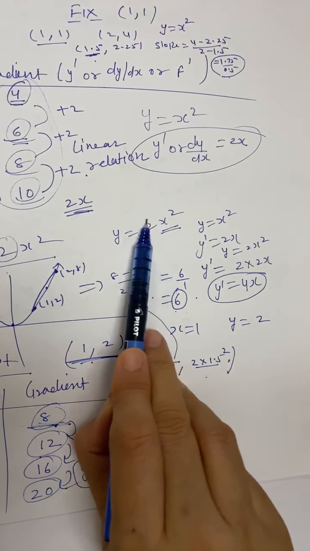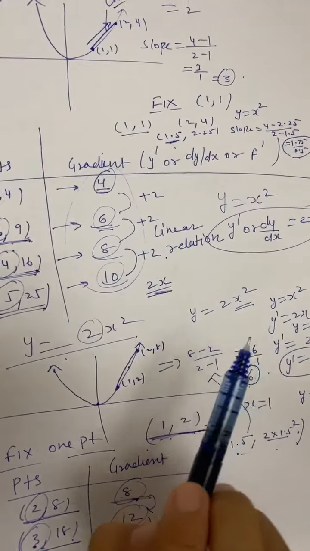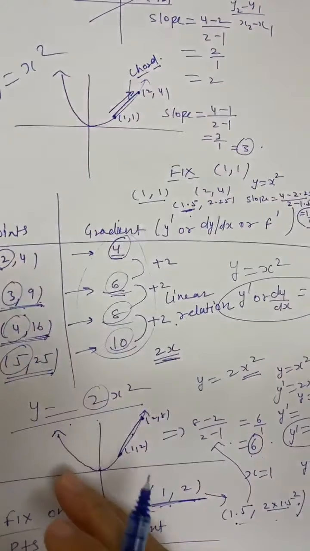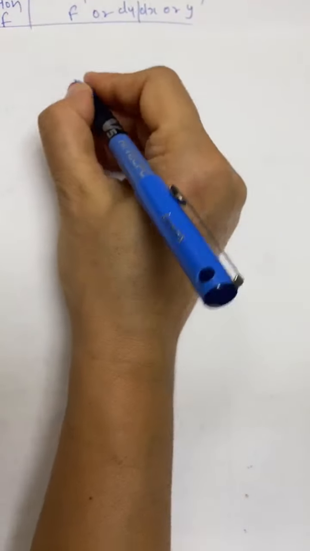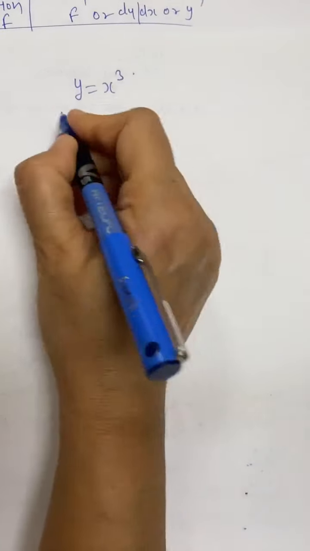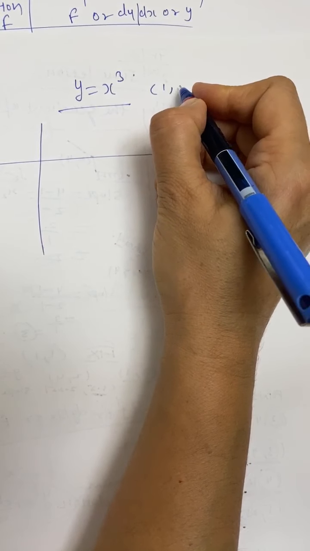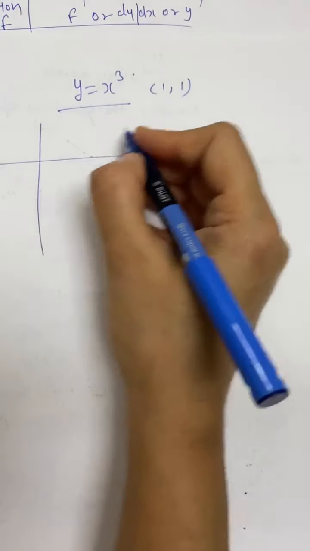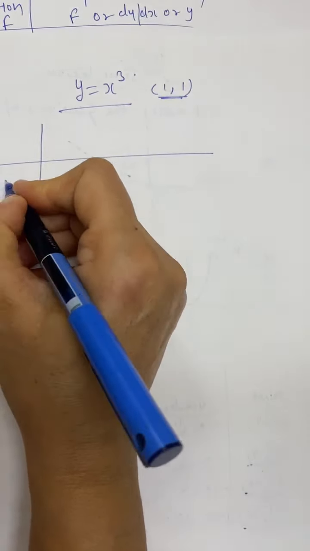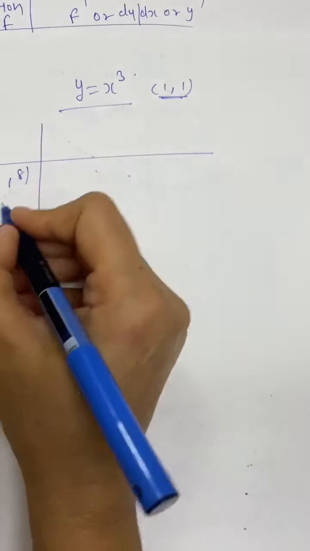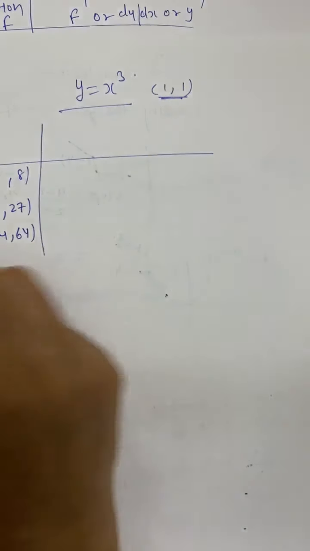If it's x square, and if you have anything in front of that, like 2x square, the same idea applies. Now we are doing this with x square, but let's say you have y is equal to x cube. Let's start with the point 1 comma, when x is 1, your y is 1 as well. Then I'm going to fix the point when x is 2, it's 8. When x is 3, it will be 27. When x is equal to 4, it will be 64. I'm not going to go further.